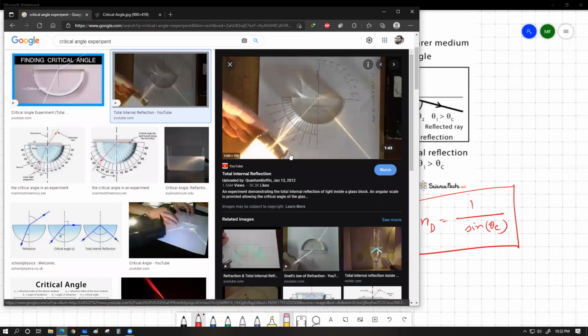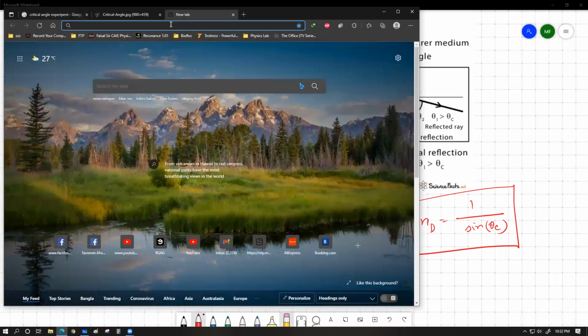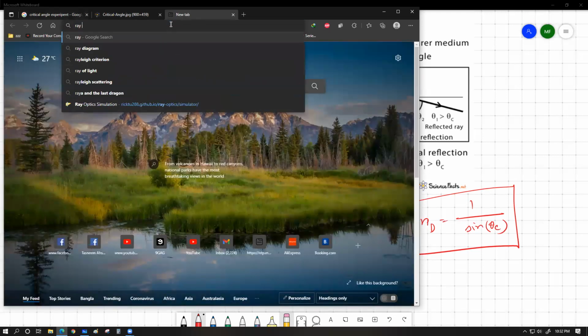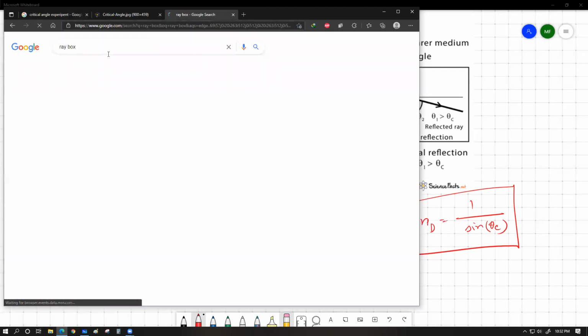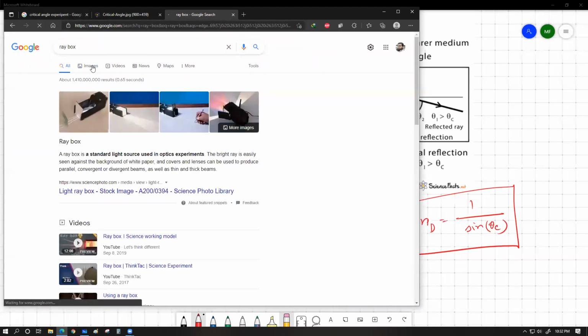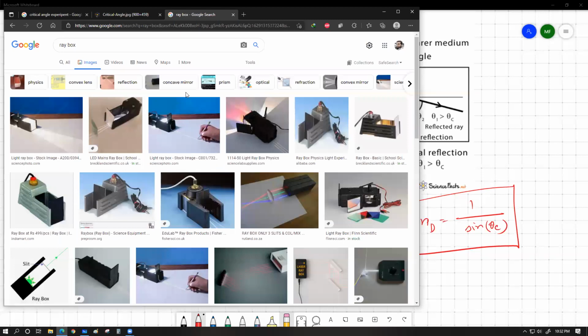What is happening? This is what we call a ray box. What we have inside is a bright light source and a very small slit. So this is what I call a ray box. Actually, let me show you the figure of a ray box. So yeah, this is what a ray box actually looks like.